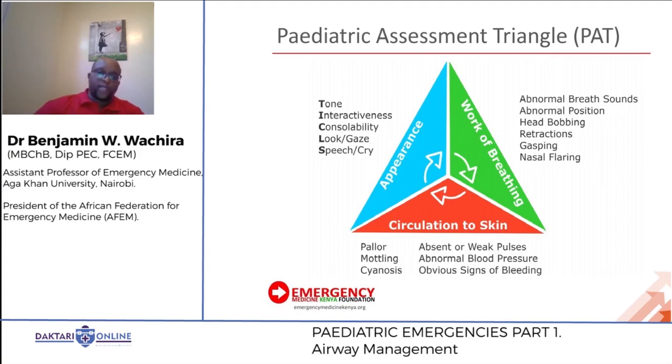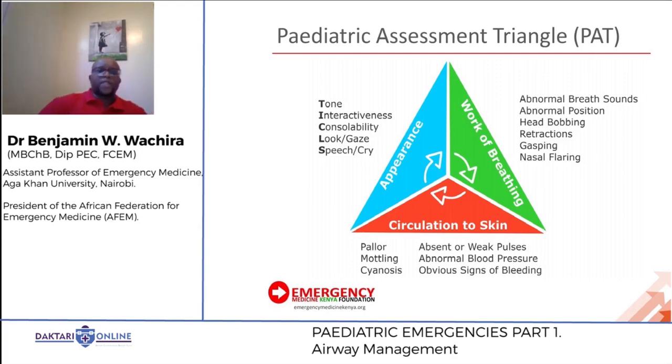So the third part of your assessment is your circulation. And this is where you're looking at, is the child pale? Is there mottling of the skin, cyanosis, absent or weak pulses? Abnormal blood pressure, again, this is just systolic. So is it less than 60, less than 70, less than 70 plus twice the age? Or are there any obvious signs of bleeding?